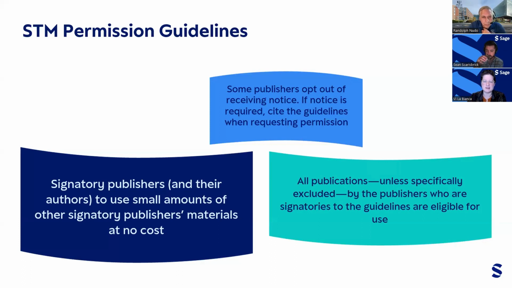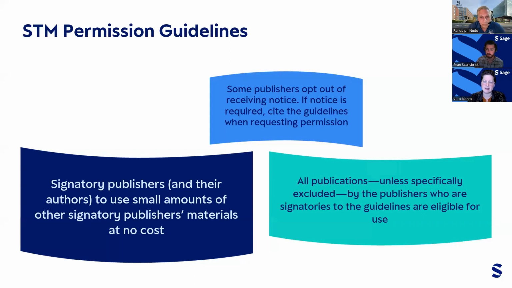The STM permissions guidelines webpage includes the list of signatory publishers, excluded works, whether the publisher has opted out of receiving notice, and a description of the allowed use under the guidelines. So it is going to be your one-stop shop to see if the publisher that you are either requesting permission from or publishing with is a signatory.